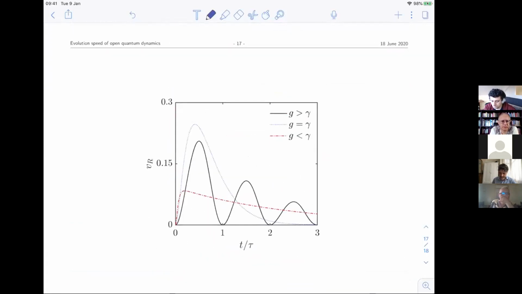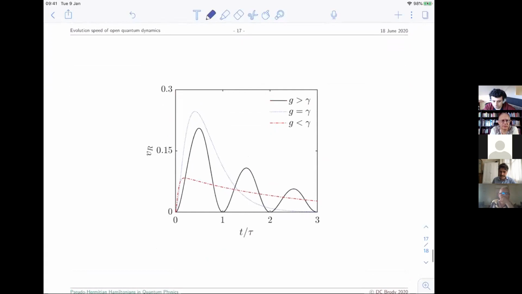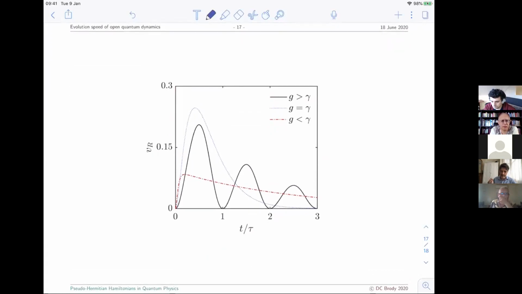And this is the radial component, the reduction speed of the purity, essentially. And in the unbroken phase, it oscillates, but the height will gradually get damped owing to the exponential damping effect. Whereas at the critical point, you get a sharp peak and then it just decays, and similar behavior in the broken phase, but lasting for much longer. So that's the red one down here.